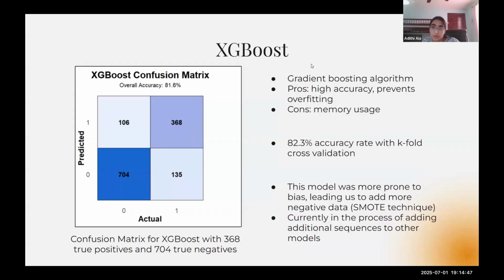Some cons of it are memory usage, but again, that's not a problem for us right now due to the small nature of our data set. When we used K-fold cross-validation, we got our accuracy rate to be 82.3%.